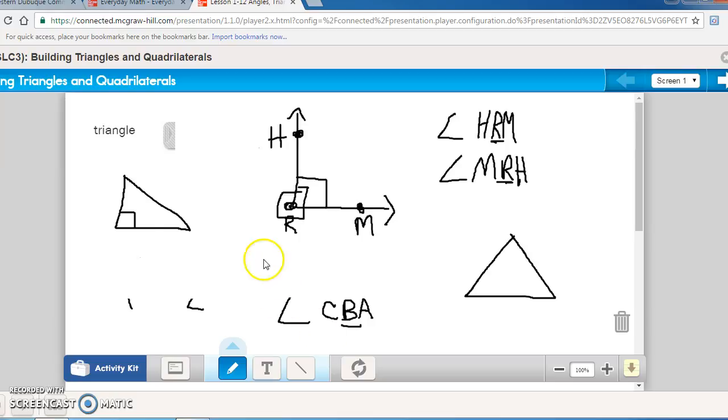This is called a right triangle. Remember, you're going to want to use a straight edge or something straight because you can see by looking at this that my lines aren't completely straight.